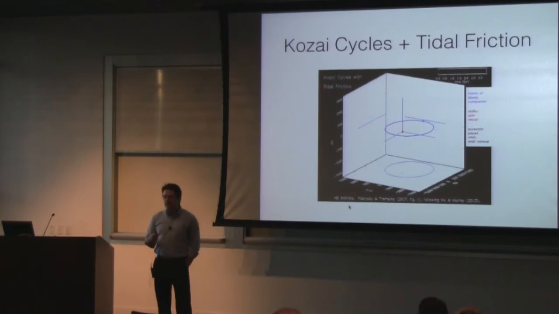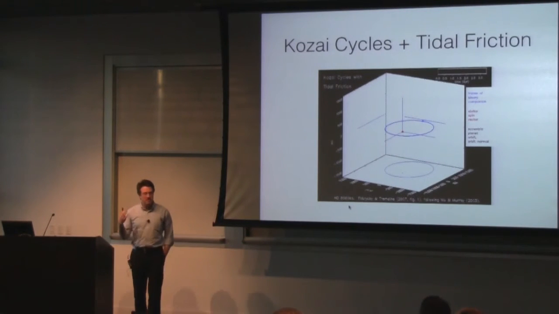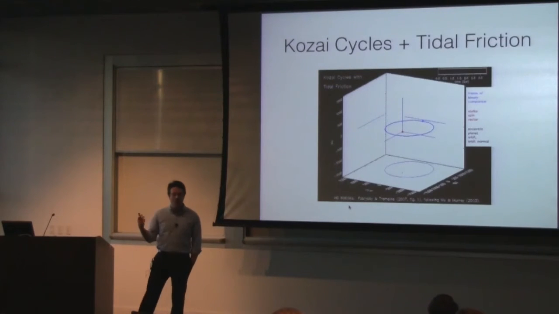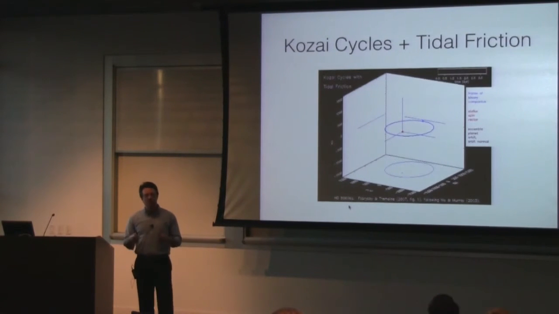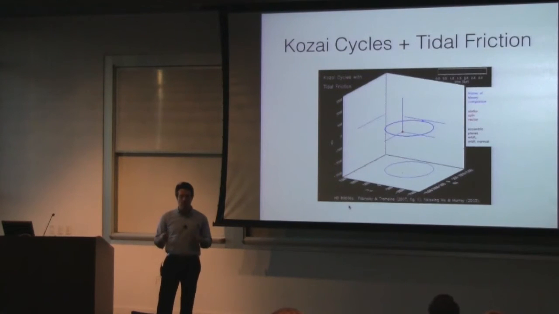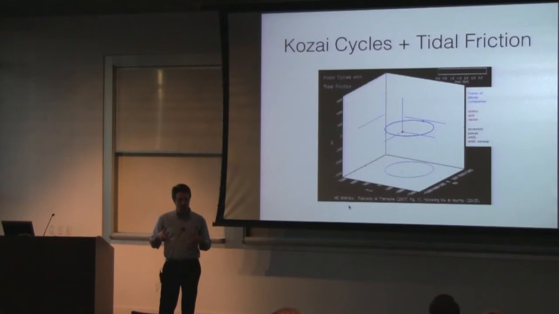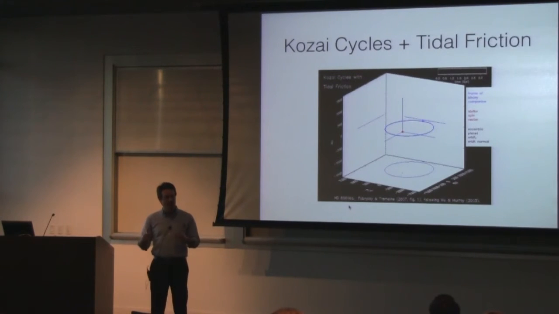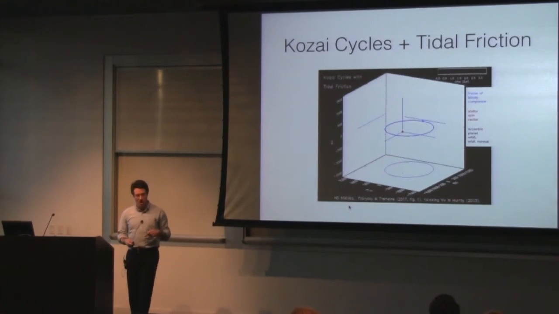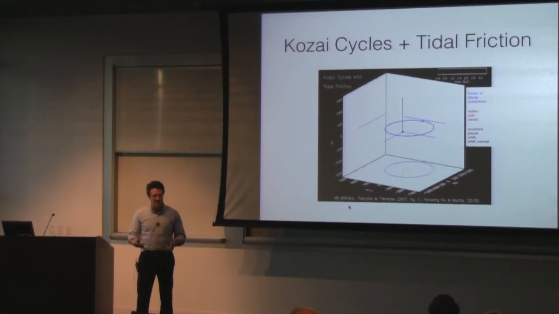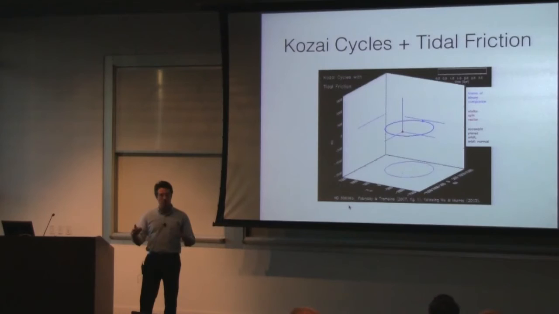Kozai cycling is a secular effect, meaning it doesn't take effect on orbital timescales. It's over very, very long timescales that causes the eccentricity and inclination of the planet's orbit to oscillate. It becomes highly inclined and circular, and then not so inclined and eccentric, and back and forth. And when it is eccentric, it's brought in close to its host star, which means tides can be raised, which means the orbit can shrink a bit. Then it goes back to circular, and then back and forth.